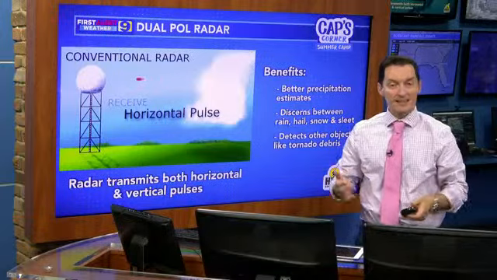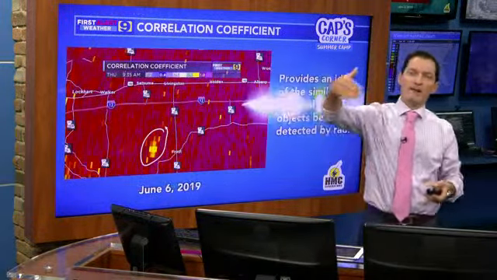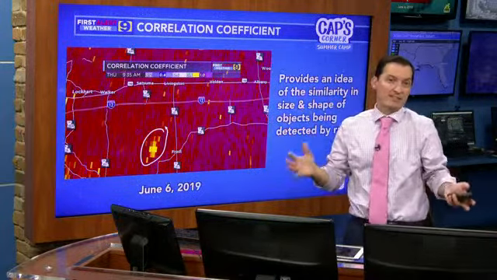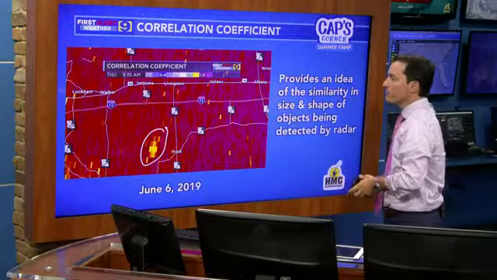And what's really neat about dual pole radar is now it helps us figure out what the radar is detecting. Is it detecting raindrops, or is it maybe detecting something else that a tornado has picked up off the ground? So here's how we can do that in real life.